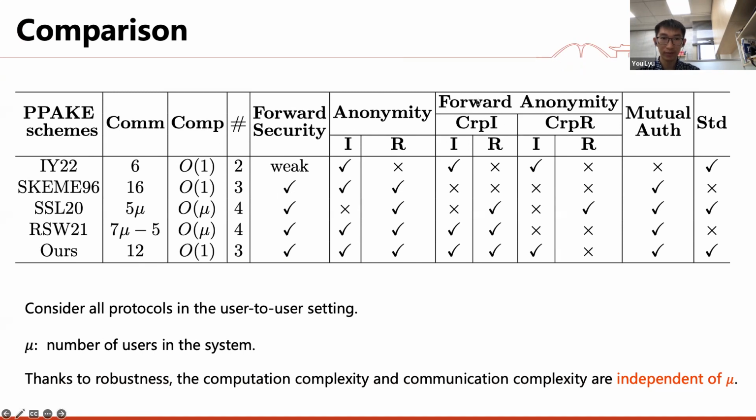This column means if the initiator was corrupted, whether the anonymity still holds for the initiator and for the responder. And this means whether the protocol has mutual authentication. And this means the protocol is proved in the standard model or the random oracle model. Okay, compared with the first scheme, our protocol has mutual authentication and full anonymity. And the second protocol has no forward anonymity. And the SSL20 and RSW21 have large communication and computation complexity.